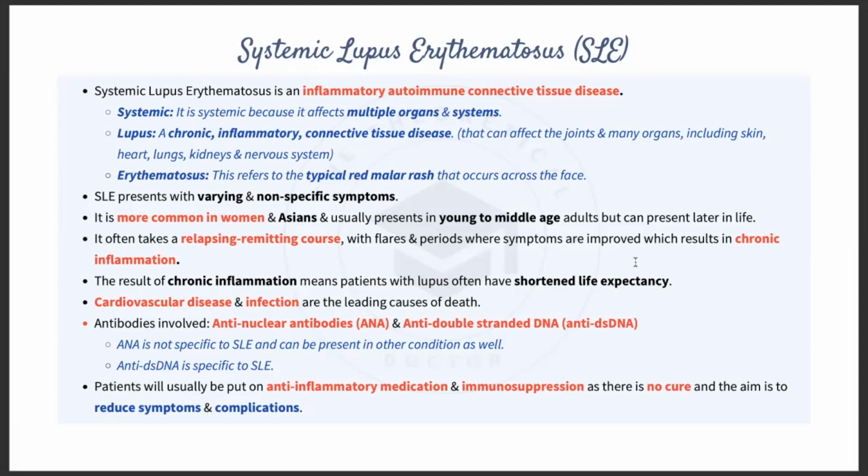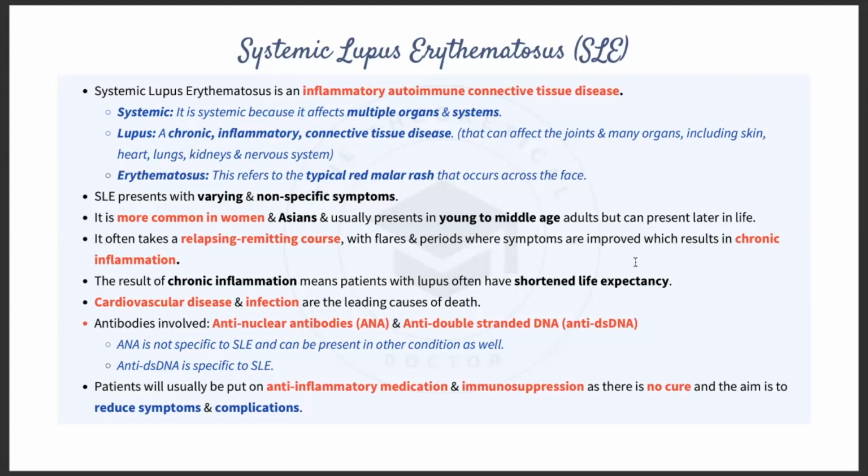Lupus, which means a chronic inflammatory connective tissue disease that can affect the joints and many organs, including the skin, heart, lungs, kidneys, and the nervous system. Of course, another word for lupus is wolf, if you're a Harry Potter fan. Okay, and then erythematosus. This refers to the typical red malar rash that occurs across the face.